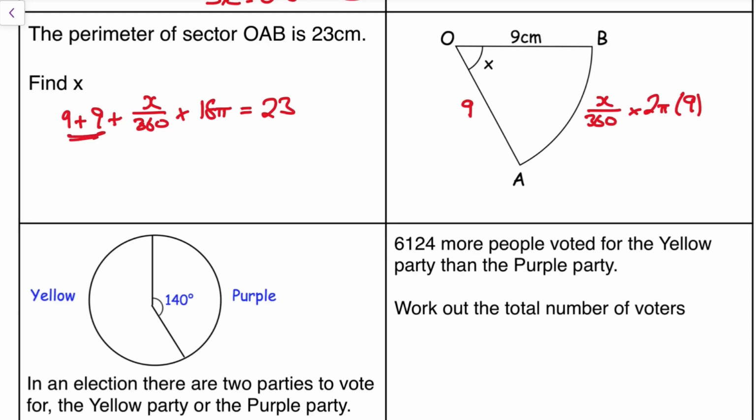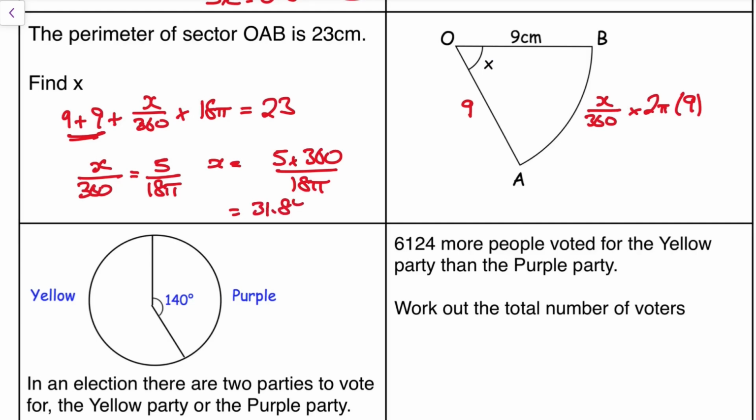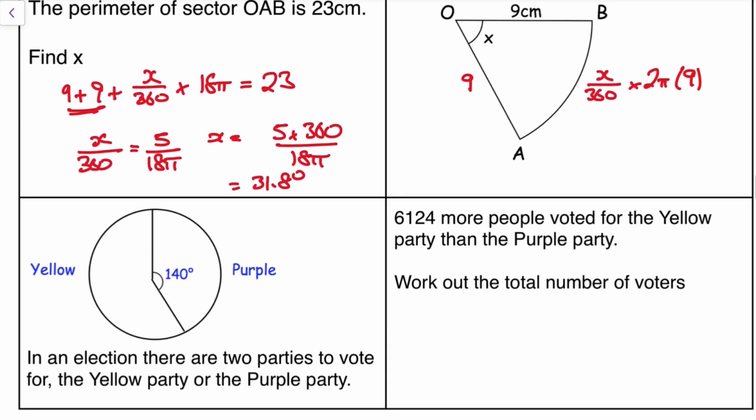So 23 minus 18 is 5, which means that x over 360 times 18 pi is equal to 5. And then I'm going to divide by the 18 pi. So I'm doing a couple of bits of rearranging in one go. So check you're happy with these steps. Which means that x is equal to 5 times 360 divided by 18 pi. I'm going to put all this in my calculator in one go, and that tells me that x is 31.8 degrees. Question done. Good question. I did quite a few steps there, so make sure you're okay with what I've done.